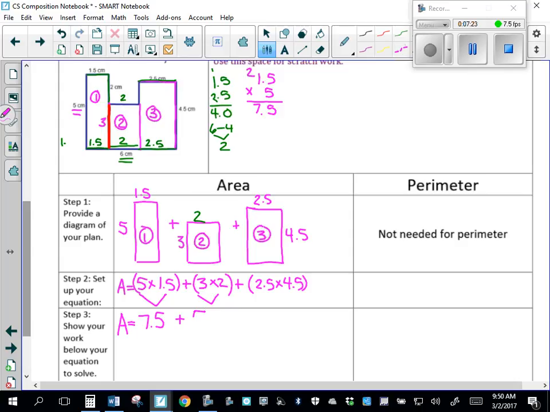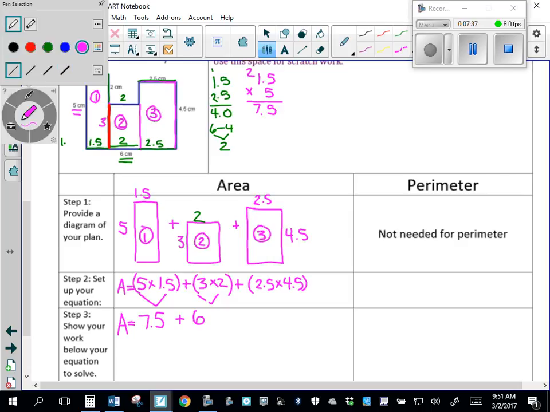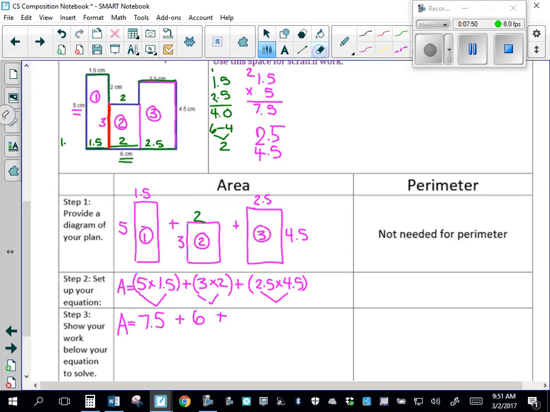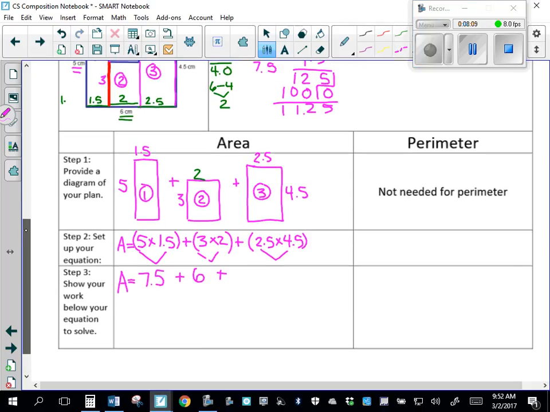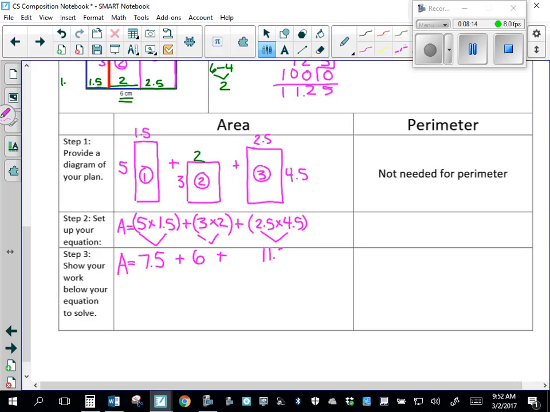And I know this is 6, sorry. Almost made 5 there. And then I'll do 2.5 times 4.5 up here. Make a little more space there. I'm going to pause, and when I finish that multiplication, I just pause to save a little bit of time for you watching. This is 11.25. So when I add these together, step 3 is showing your work. That's what I'm doing. I'm showing the main steps, but the scratch work I'm leaving in the scratch work area.